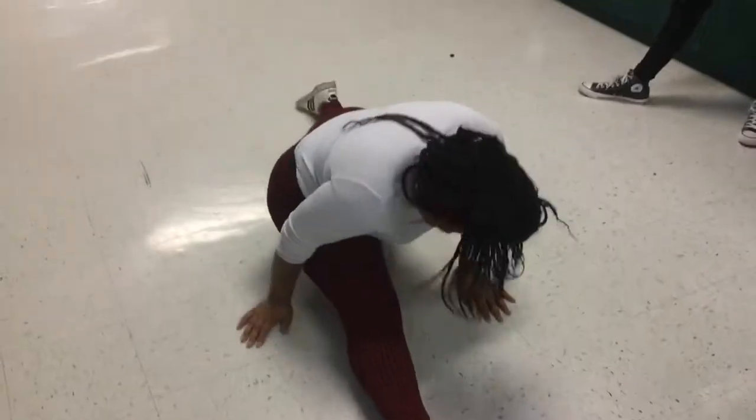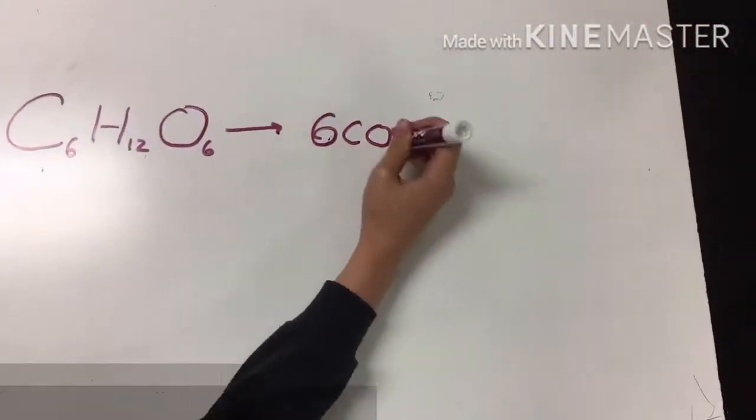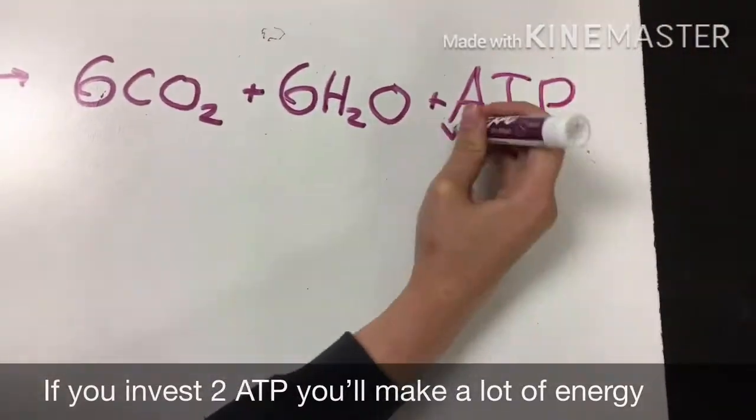Stage one is glycolysis. That's how ATP is made. In the cytosol, in the presence of O2 and a bit of glucose, if you invest 2 ATP, you'll make a lot of energy.